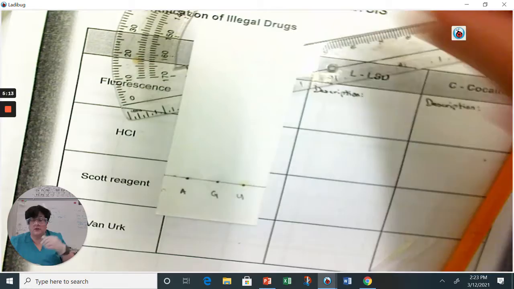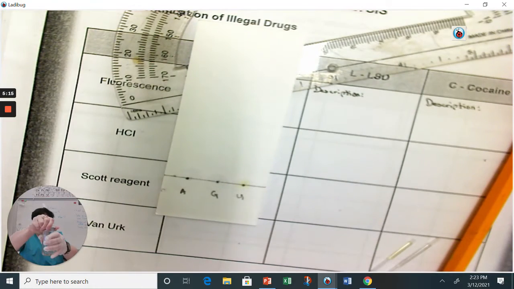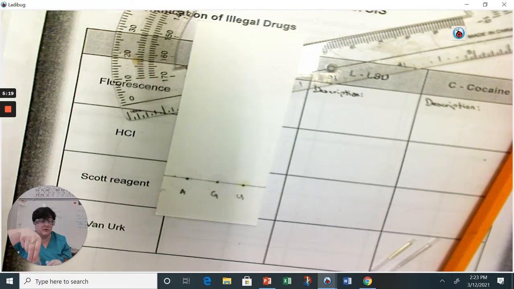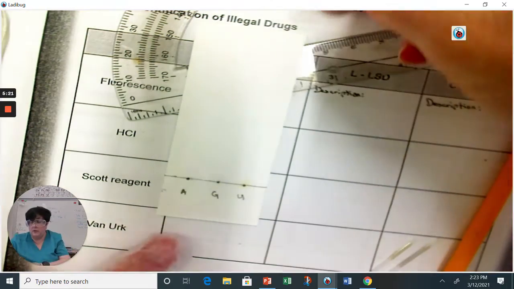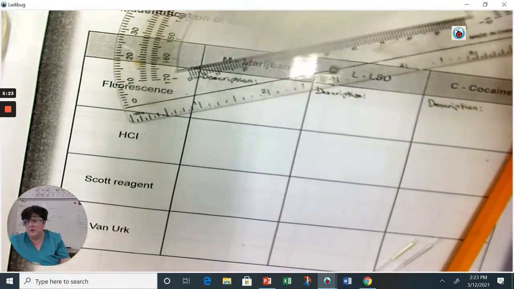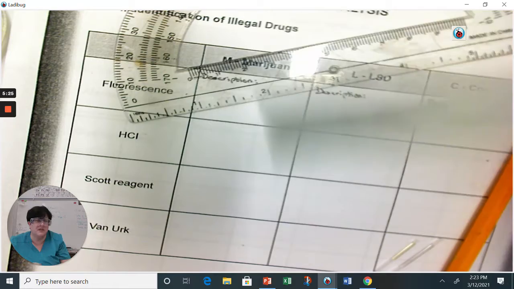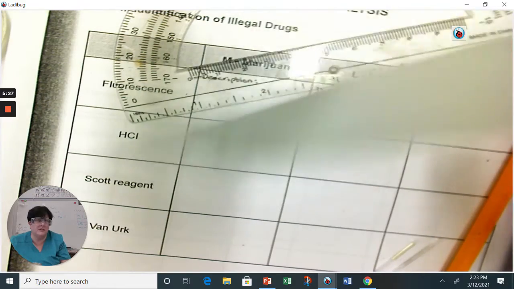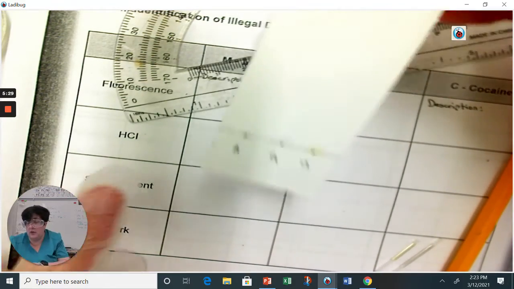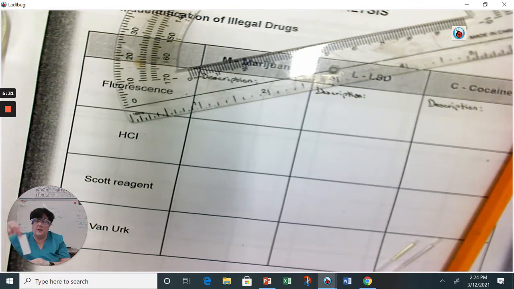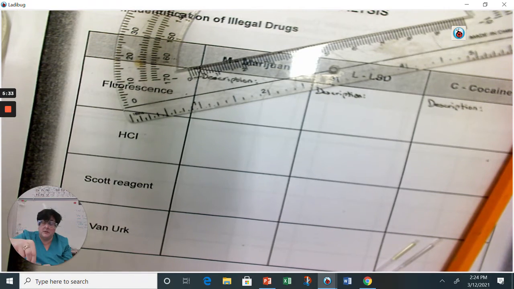The RF factor tells a person whether the material is the same material because it'll have the same value if it's the same material. And it's a distance traveled over the distance the solvent traveled. The liquid in here is called the solvent. I have a cap on that, so I put this in here.